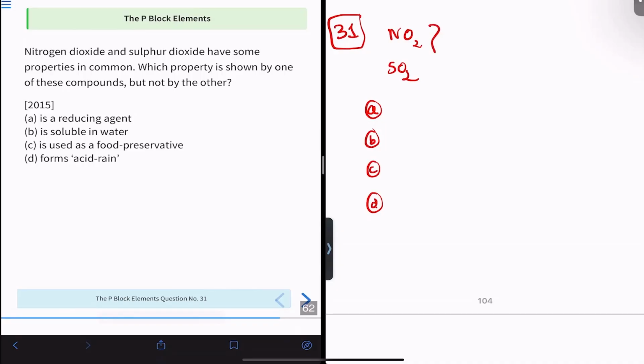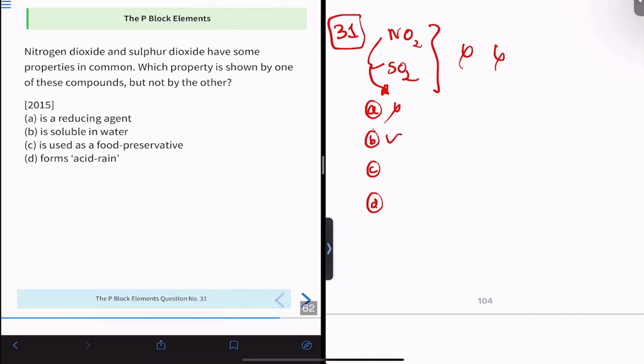Are they reducing agents? Do they have hydrogen in them? No. So they are not reducing agents. None of these 2 compounds are reducing agents. So option A is ruled out. Option B, they are soluble in water. Yeah, both of them are soluble in water, NO2 and SO2.